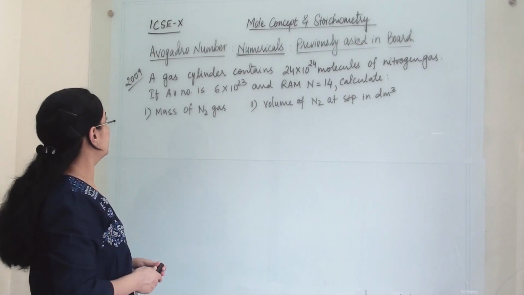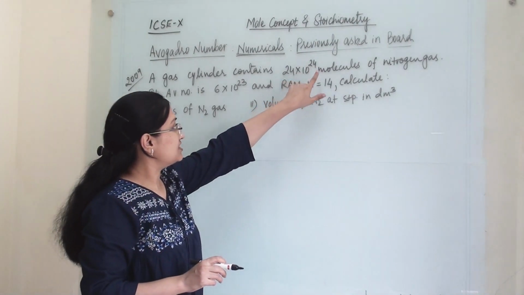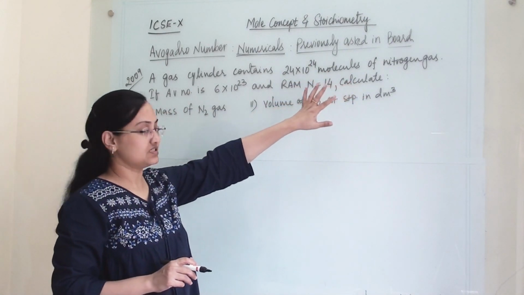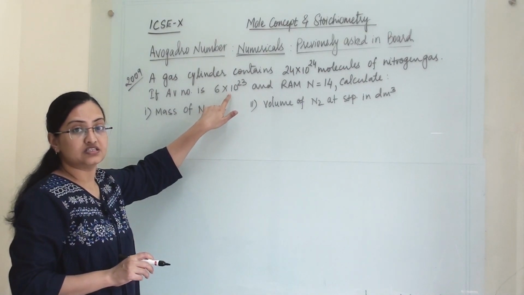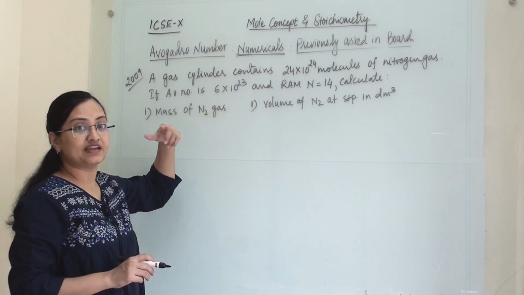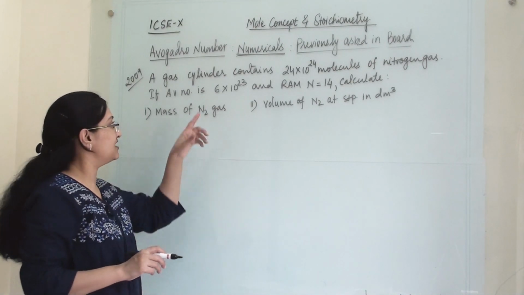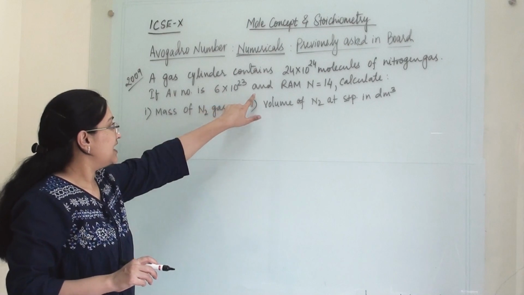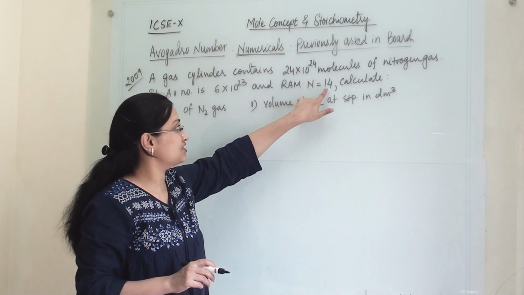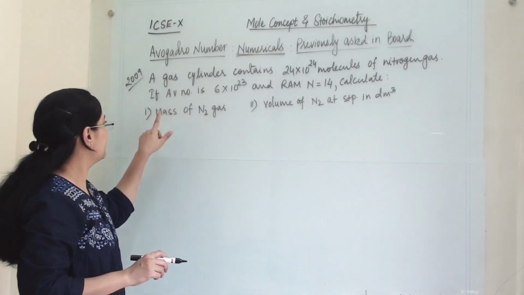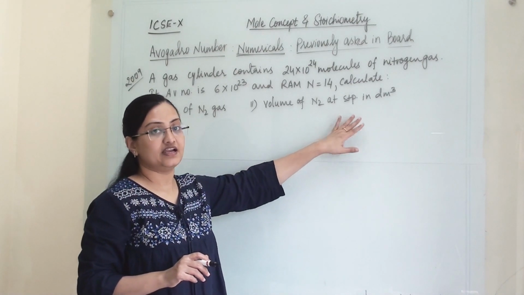Our next numerical. A gas cylinder contains 24 into 10 raised to 24 molecules of nitrogen gas. If Avogadro number is this, they have given us this Avogadro number. So if we are calculating with the Avogadro number, we are not taking 6.023, we are taking only 6. And RAM, the relative atomic mass of nitrogen, is 14. Then we have to calculate the mass of nitrogen gas and the volume of nitrogen gas at STP.